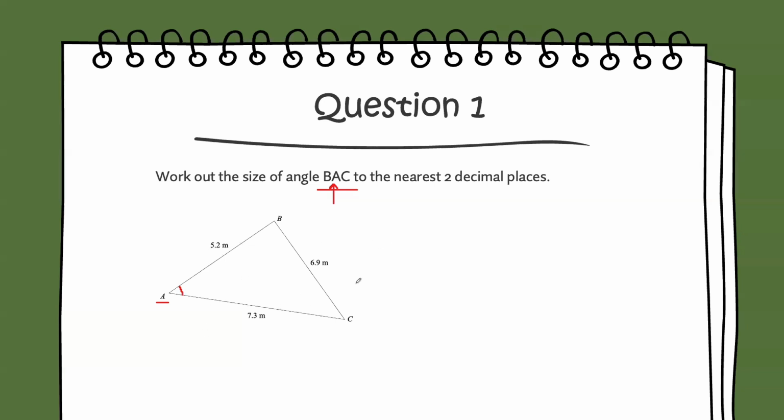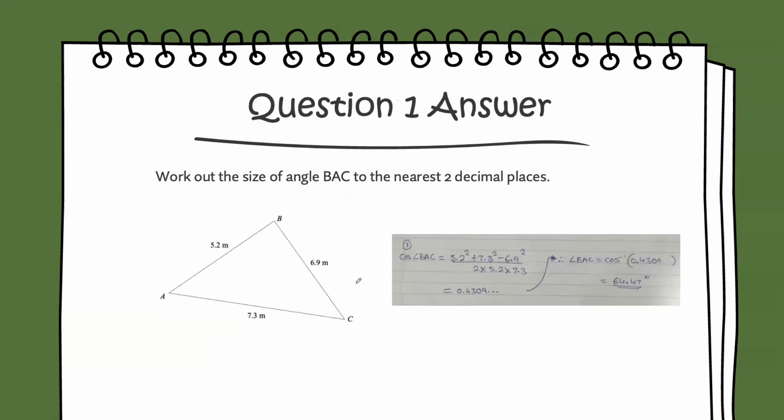When you're in an exam situation, it's not going to explicitly tell you whether you need to use the cosine rule or the sine rule. You're going to be given a triangle like this, and you're going to have to figure out, based on the information that you have, what rule or formula is going to be applicable. In this case, we're using the cos rule. So the cos rule basically states that it's a squared plus b squared minus c squared over 2ab.